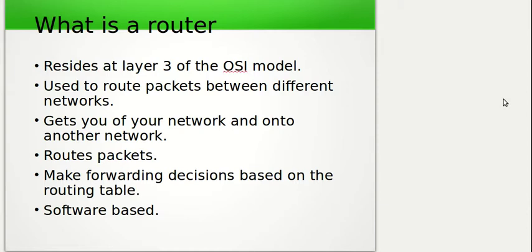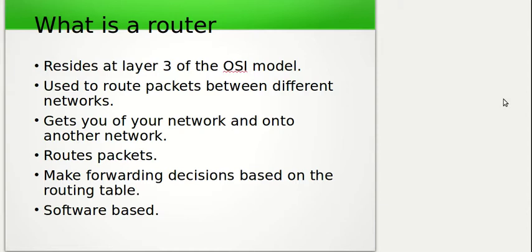So routers themselves reside at layer 3 of the OSI model, which is the network layer, and their main job is to connect our networks together. So with routers we can build WANs, and the router will route packets between our LANs so that we can build a WAN. And so the main job of the router is to just get us off our network onto another network, whether that be the internet or another enterprise site.